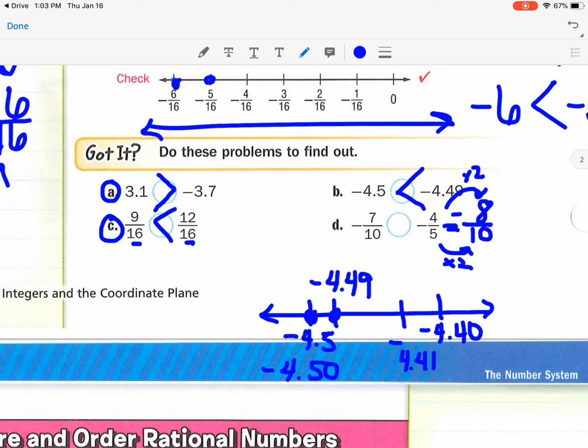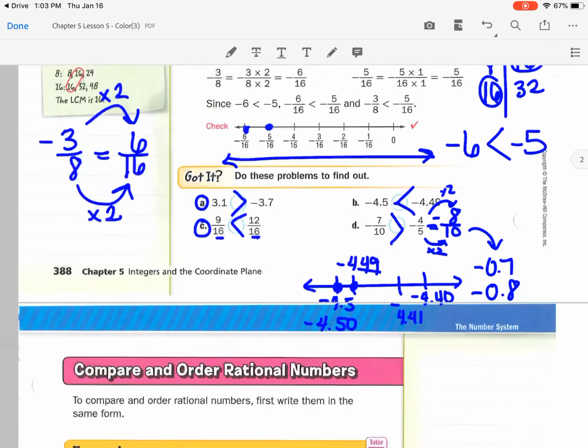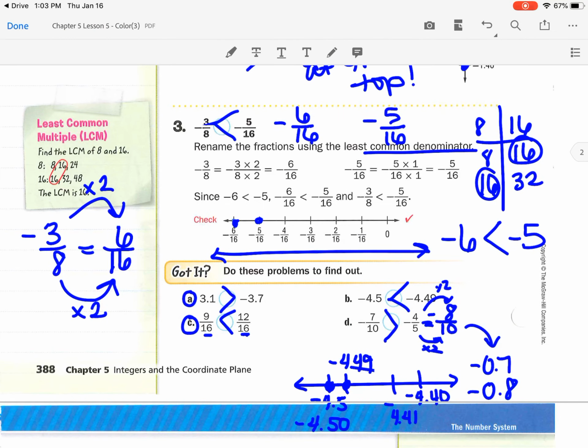And if we think about that as if we were to write it as a decimal, I would have negative 0.7, and I'm comparing it with negative 0.8. Since we're talking negative, my negative 7/10 is greater than my negative 8/10. Okay, so that is writing down greater than or less than. Creating a number line is something you might want to do just to be on the safe side, to make sure you know what you're doing.